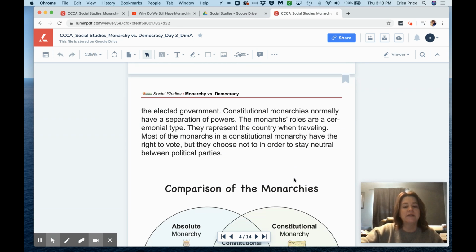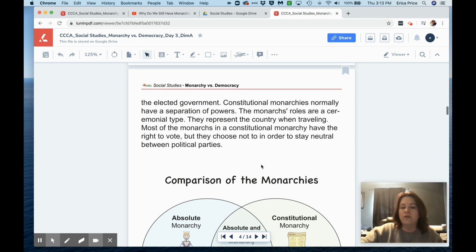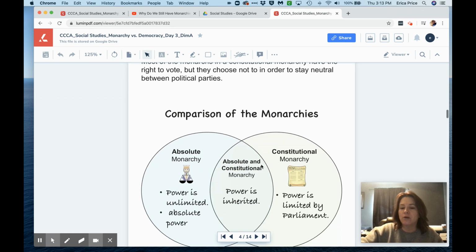Constitutional monarchies normally have a separation of powers. The monarch's roles are ceremonial. They represent the country when traveling. Most of the monarchs in a constitutional monarchy have the right to vote, but they choose not to in order to stay neutral between political parties. So those are the two types of monarchies.